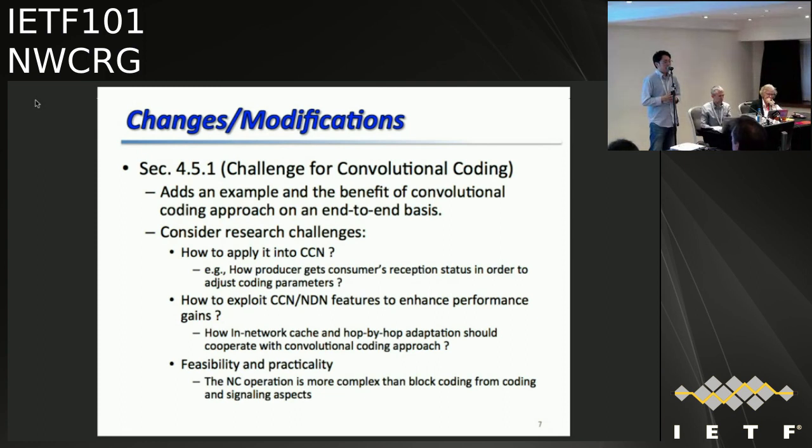We modified the challenge for adopting convolutional coding. We added an example and the benefit of adopting the convolutional coding approach on an end-to-end basis. And we consider research challenges such as how to apply it into CCN in terms of the signaling aspect, and how to exploit the CCN end feature to enhance performance gain. And we need to discuss the feasibility and the practicality. So now we are going to design the convolutional coding to apply into CCN.